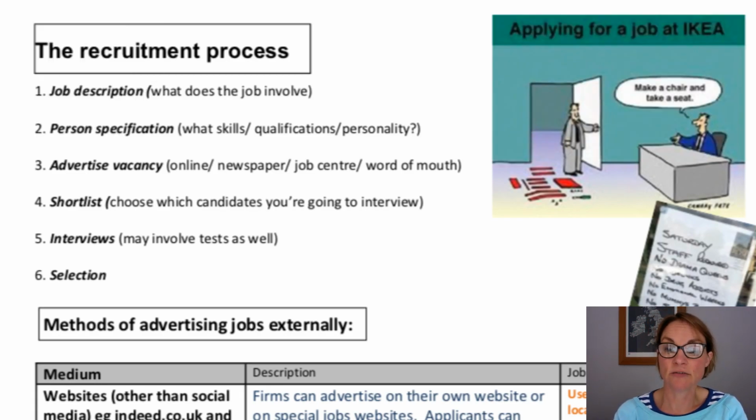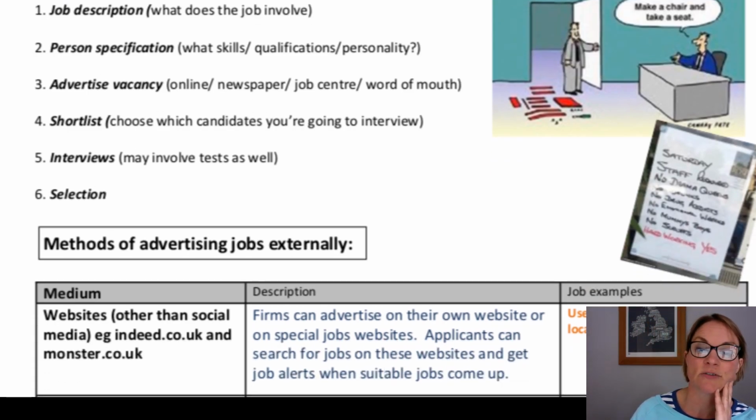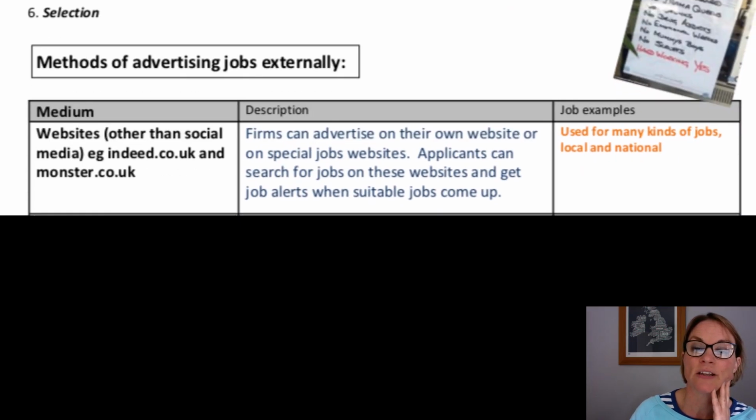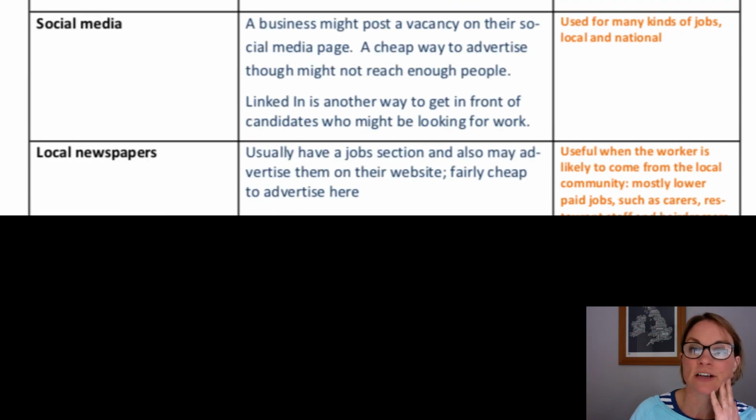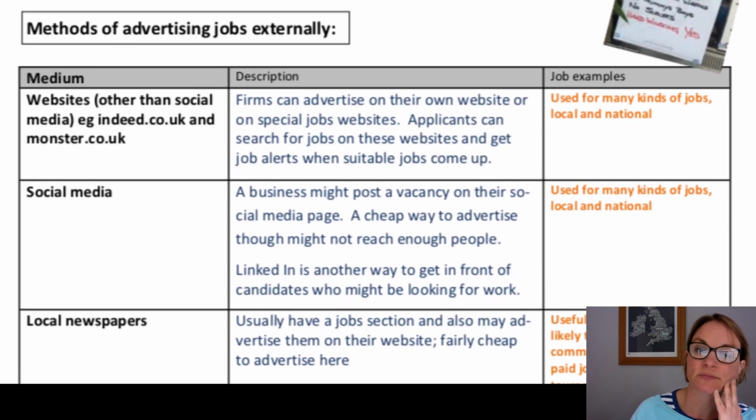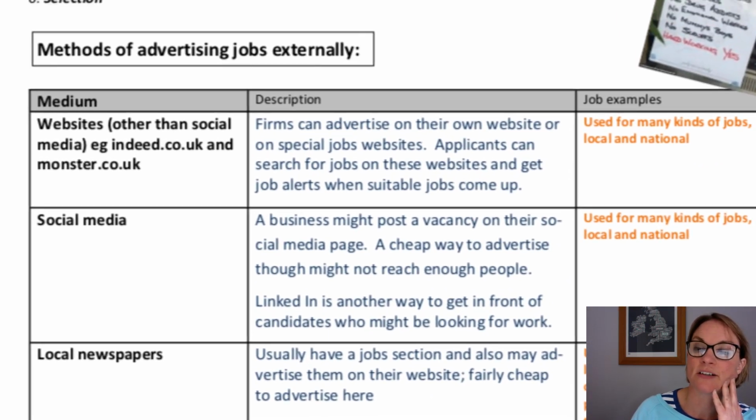Shortlist the candidates, so look at all the applications you've got and decide which candidates you're going to interview. It might be that you interview them, it might be group activities, and you might do tests, but again I'm going to talk about that in a minute. And then selecting the candidate and getting them into the organisation so that you can train them would be the next step.